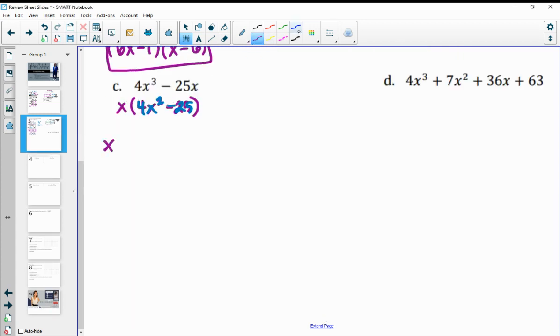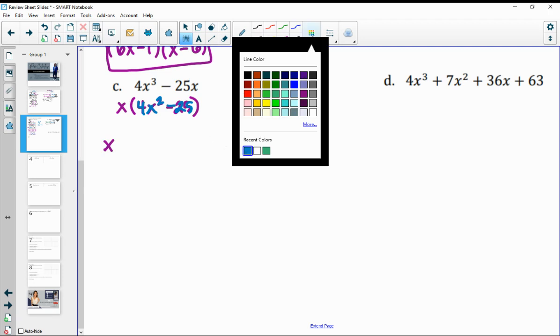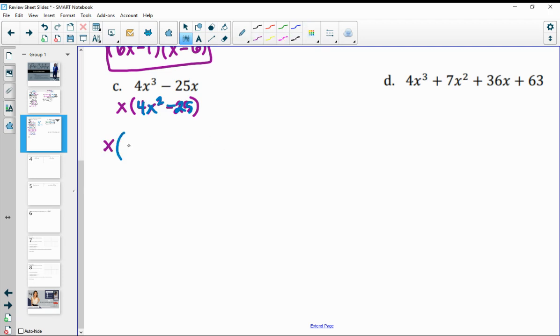So this will factor to the square root of each of those. So the square root of 4x squared is just 2x, and the square root of 25 is 5. So we'll have these two numbers here twice. We'll have a plus in one factor and a minus in the other. So this 4x cubed minus 25x factors to this.